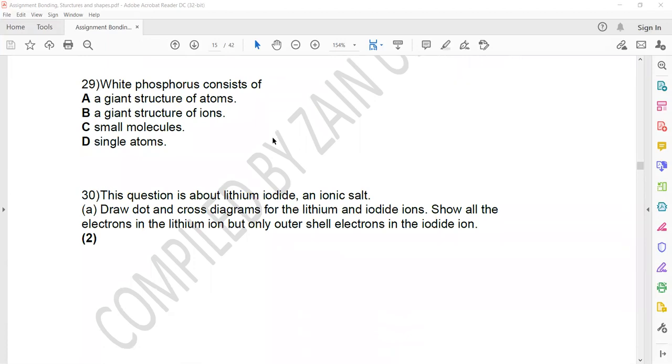Question 29, white phosphorus consists of what? It is a simple molecular structure. It's not a giant atom or giant ions. It is actually a small molecule.